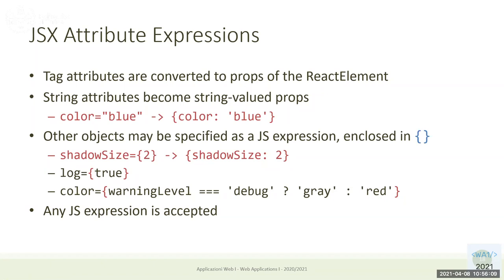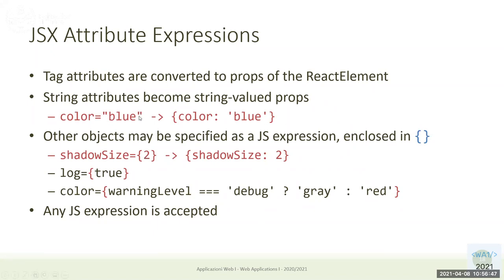In JSX, you can list attributes, and these attributes are written with a normal syntax. When the value of an attribute is a string, you just provide a string. In all the other cases, when the value of an attribute is a number, or a Boolean, or an object, or another expression, you must enclose the attribute value in braces so that it will be evaluated by JavaScript. And so we return it as an object. Otherwise, it will be a string.